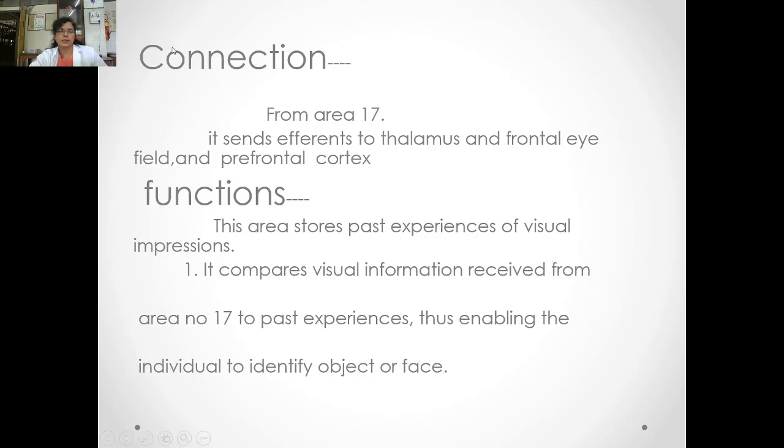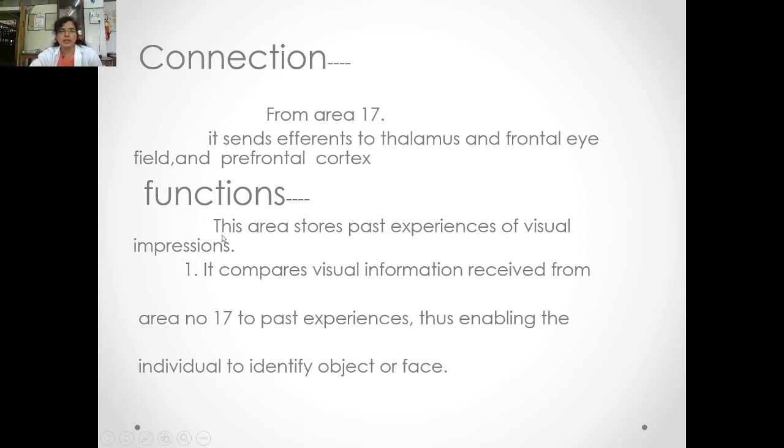Connections of this area: it receives afferents from the visual sensory area, that is, from area number 17. It sends efferents to the thalamus, the frontal eye field, the prefrontal cortex and the sensory speech area.